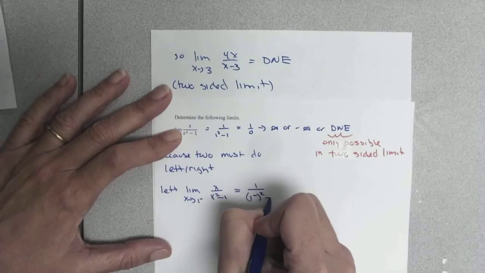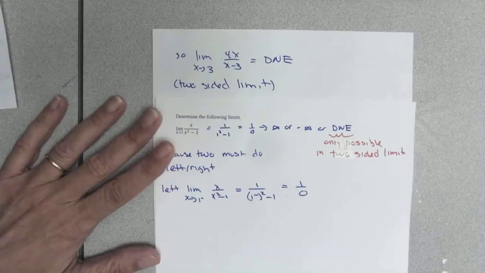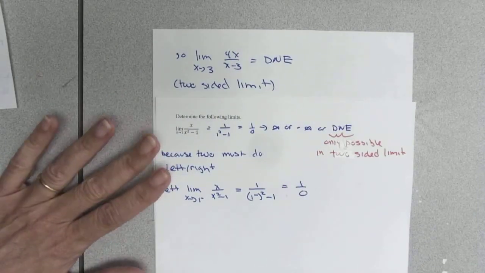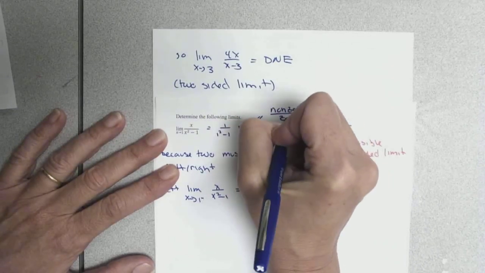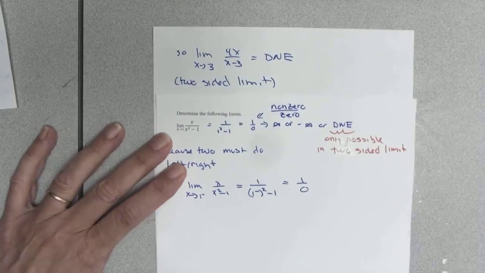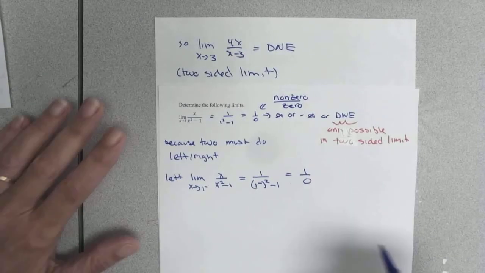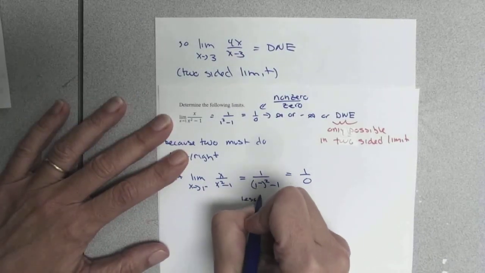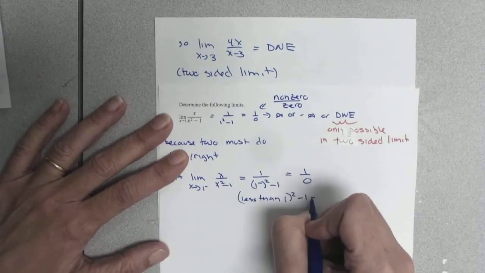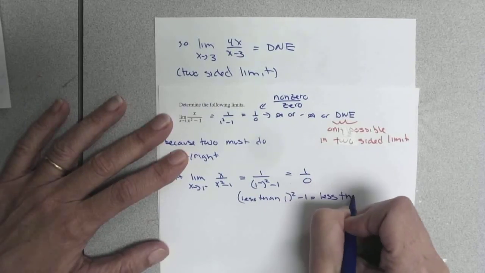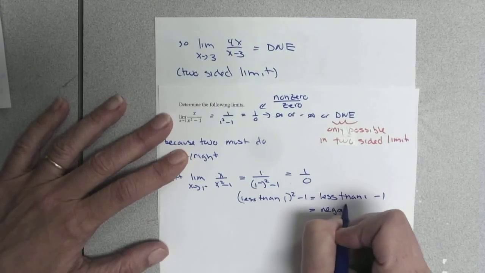Substitute. And we're approaching from the left, so I'll put the little minus in there, and we're still going to get 1 over 0. And again, the important thing here is that that's non-zero over 0. This is what we do when substitution gives us non-zero over zero. Then reason out what's going on here: x is less than 1, so x squared minus 1 would still be less than 1 minus 1, which would be negative.